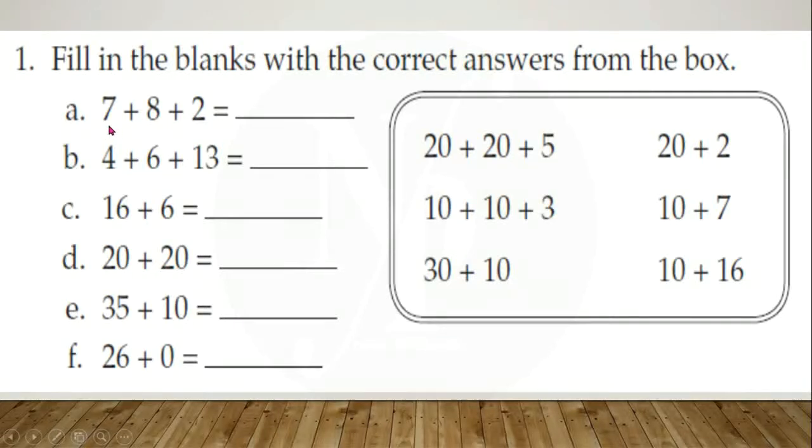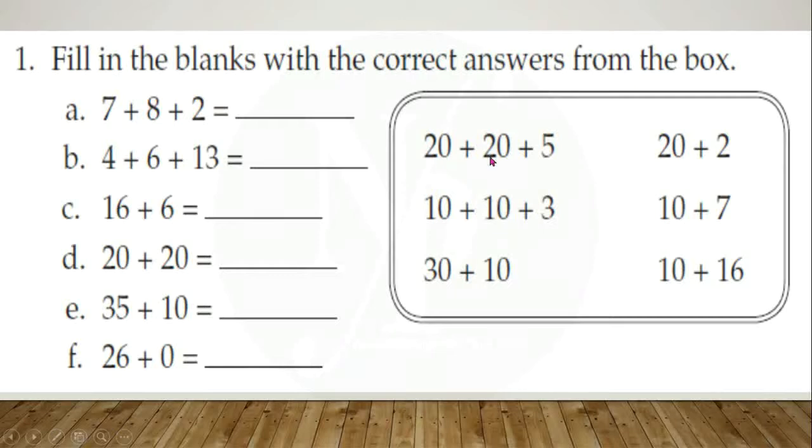A. 7 plus 8 plus 2. So if you add these numbers, right? First, if I add 8 plus 2, you will get 10, and 10 plus 7 is 17. You should find the expression which gives you 17 here.